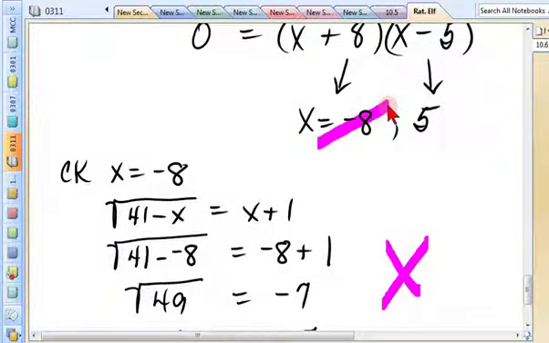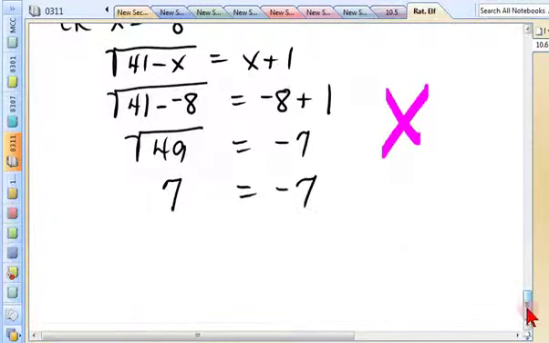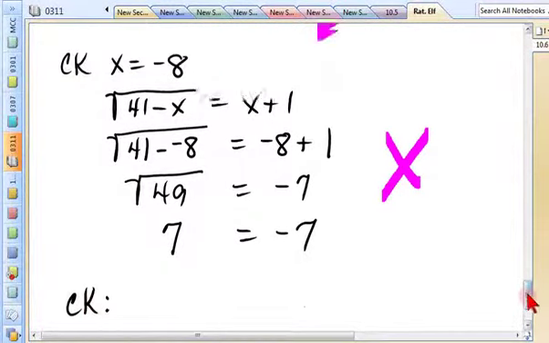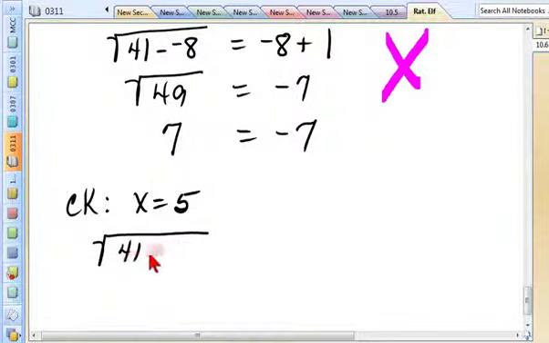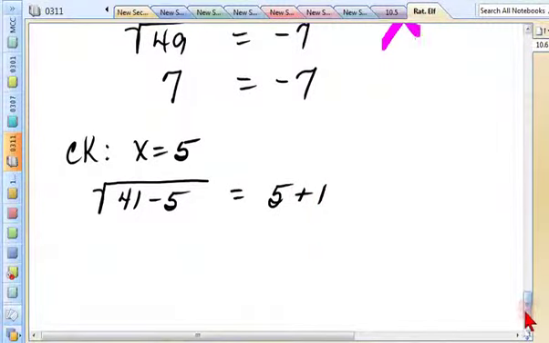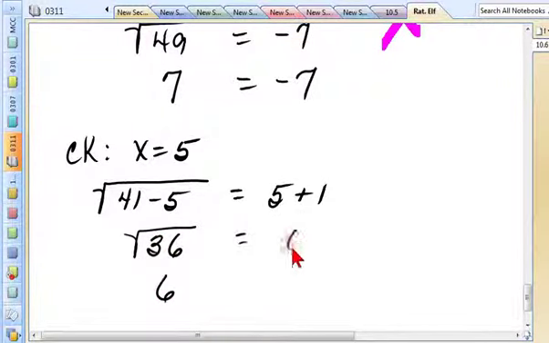That's not an answer. Did you notice that in the check, the reason the check failed was signs? You'll always see that if you're dealing with an extraneous solution with radical equations. All right, now I need to check, is it positive 5? X equals 5. And the equation was the square root of 41 minus 5 is equal to 5 plus 1. Left side, that's the square root of 36, which is 6. The right side is 6.